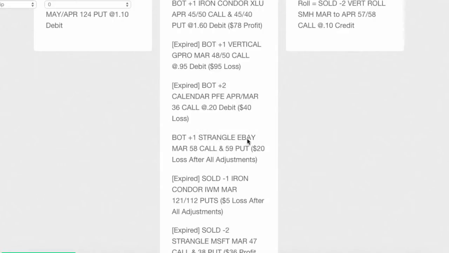Our Strangle in eBay, we bought back the Strangle that we continued to hold, and we had made adjustments throughout the cycle, kind of buying back parts of it. After all adjustments, we only took a $20 loss on the eBay position, which I think is pretty good. We were able to reduce our risk by making adjustments along the way in eBay.